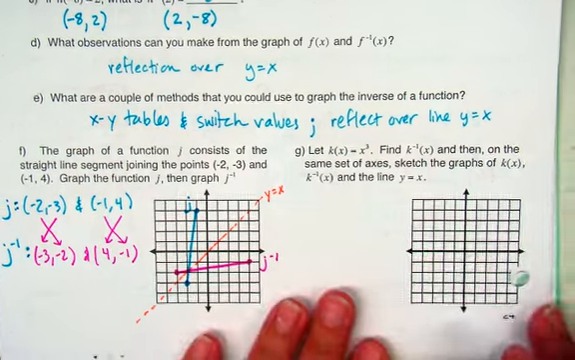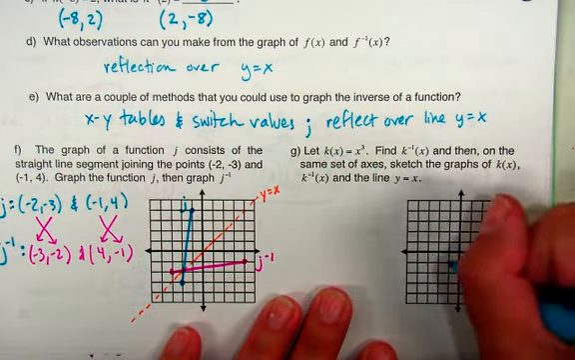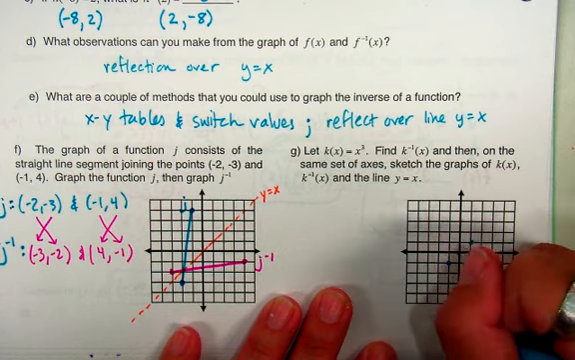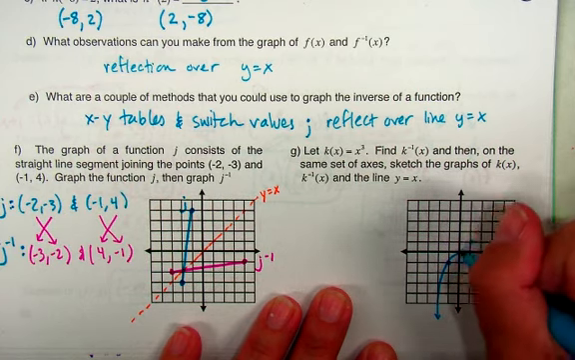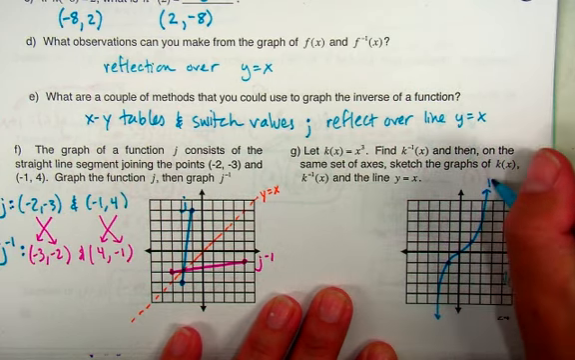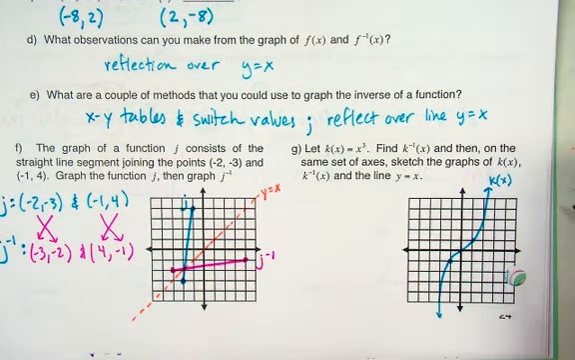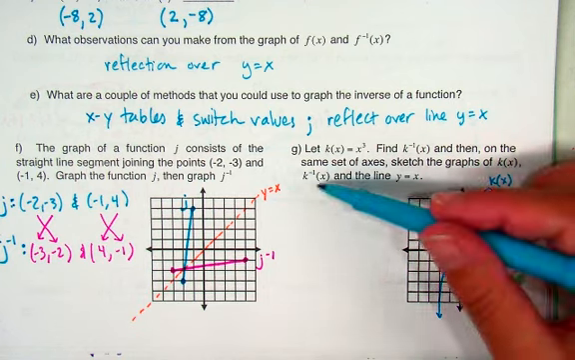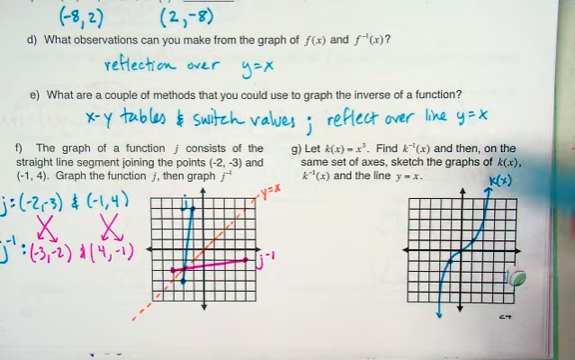So we know how to graph our cubic with our nice squiggle. Find the inverse, right? k inverse of x. And then on the same set of axes, graph k of x, which we already did, its inverse, and the line y equals x. All right, so this one's a little different.